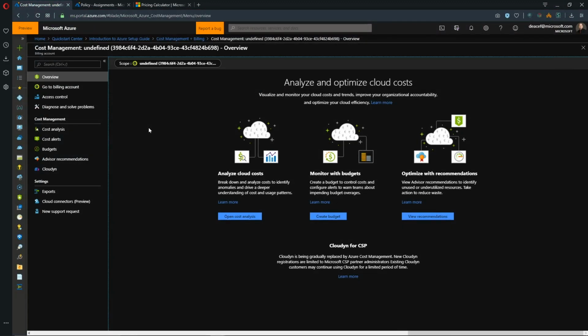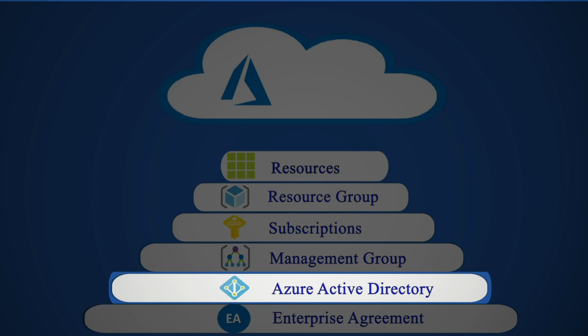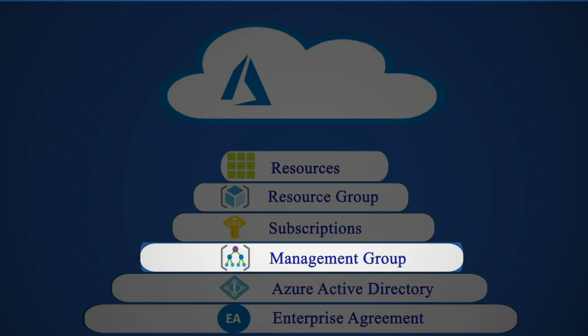So the EA stuff is important. It's not going away anytime soon, so keep an eye on that. But now we're inside the Azure portal. So we've gone from this EA layer here, and now we're inside our Active Directory where we have our identity. And now we're inside our management group structure and further down.